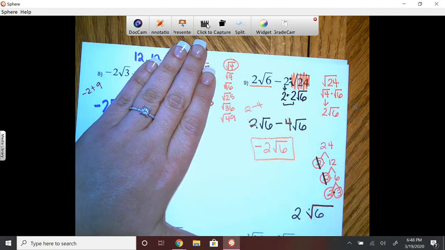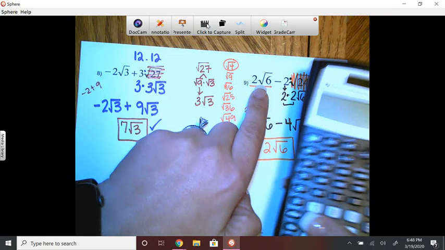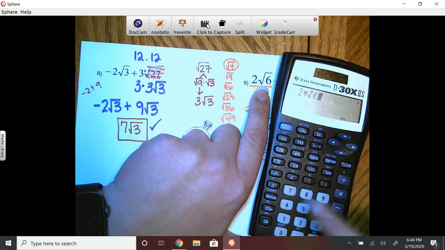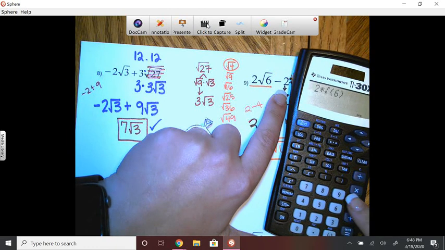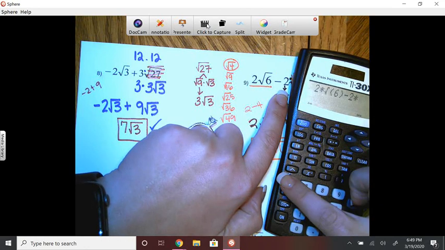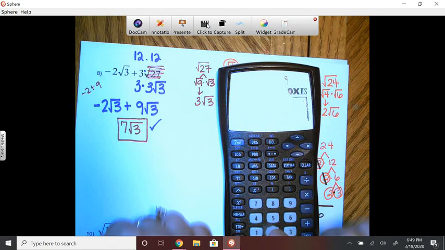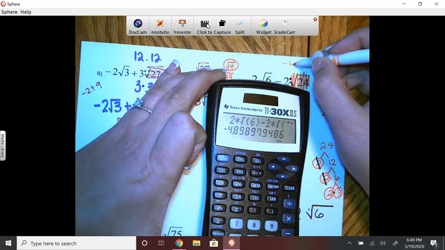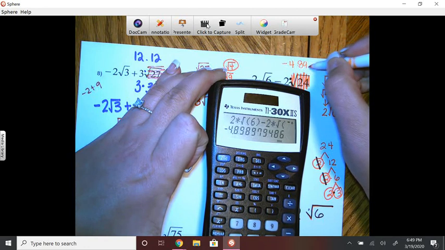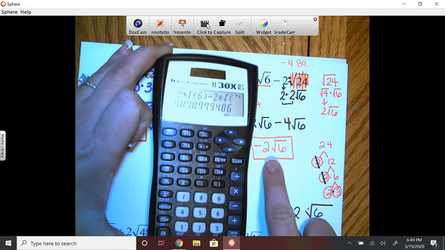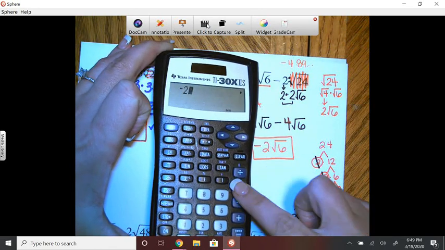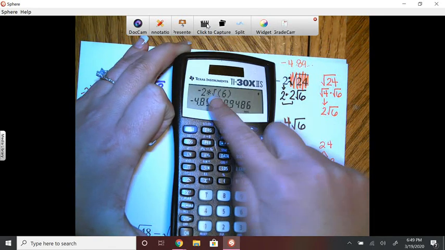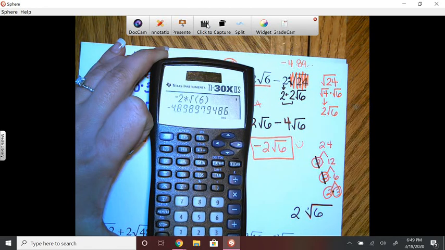And then again, remember, if we want to check this, we could type the original problem into our calculator. So that would be 2 times the square root of 6 minus 2 times the square root of 24. And then we would write down the decimal approximation, so it's about negative 4.89, etc. And then I'm going to type this into my calculator, negative 2 times the square root of 6. And you could see we get the same thing, so then we know, okay, awesome, that is equivalent.